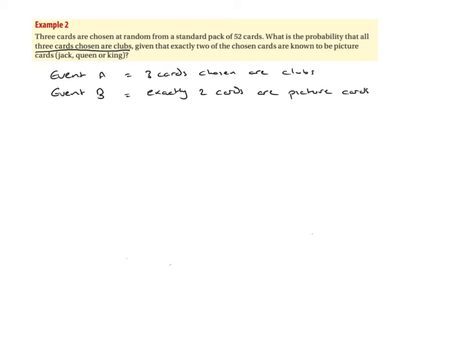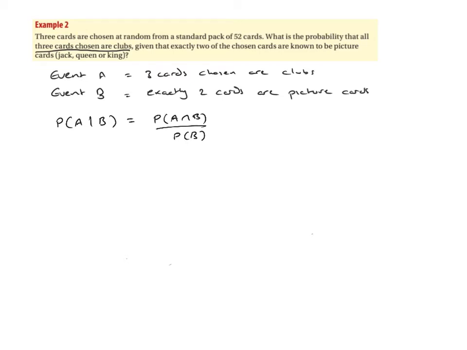Okay, the next thing we want to work out is what our conditional probability is. And it says here that it's the probability that all 3 cards chosen are clubs, given that exactly 2 of the chosen cards are known to be picture cards. So what we have here is the probability of A, given that we know that B has occurred. Okay, so we know that's going to be the probability of A intersection B over the probability of B. So now we need to work out the probability of A intersection B and the probability of B.